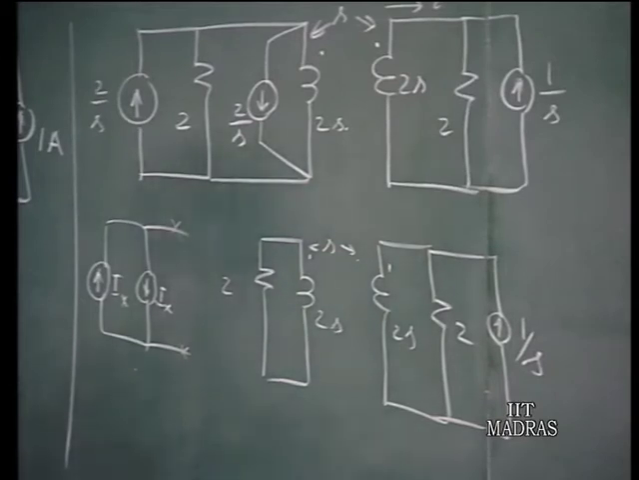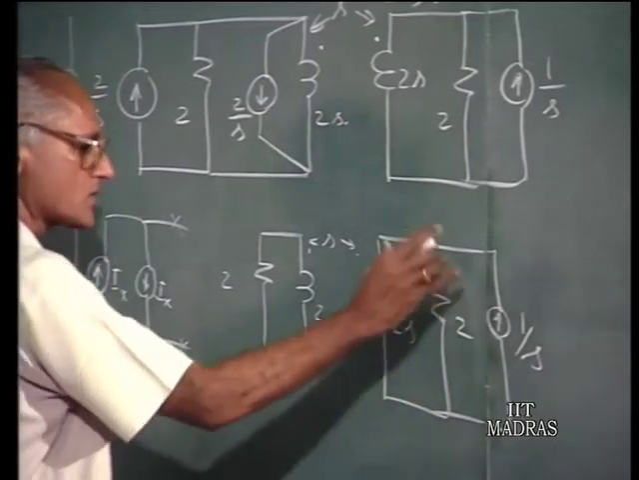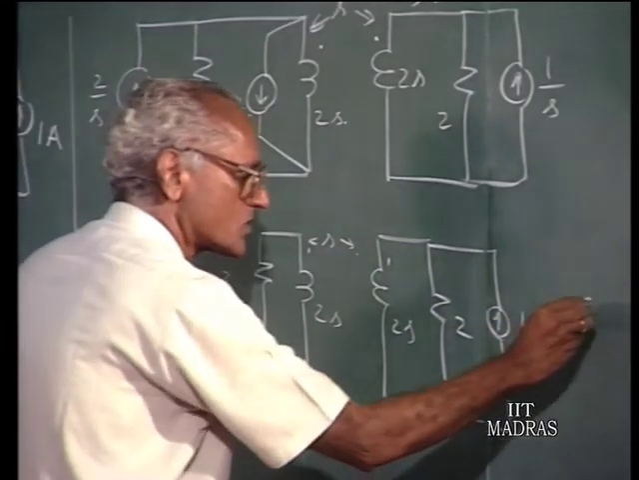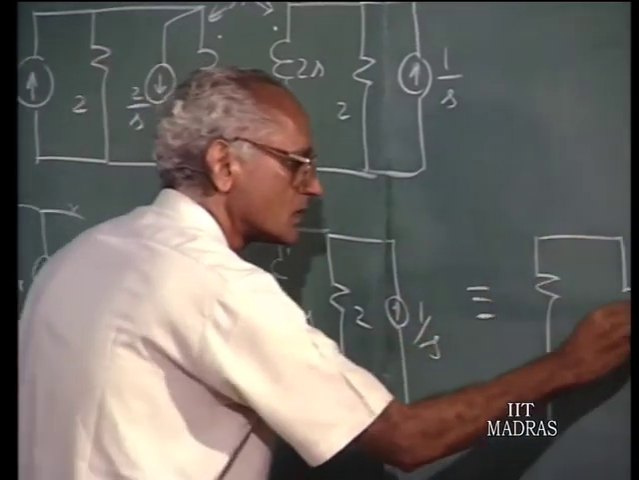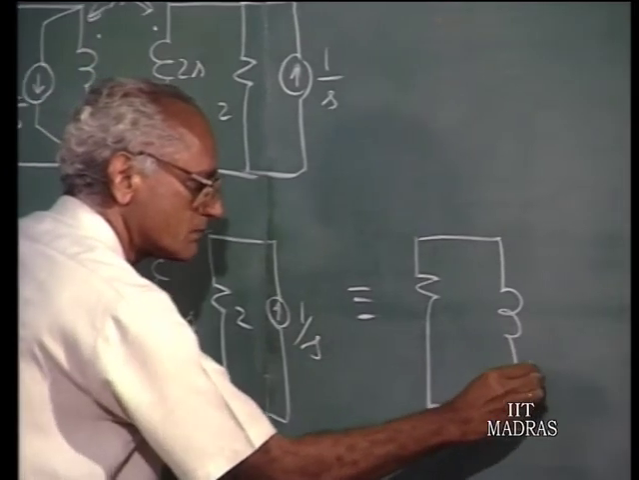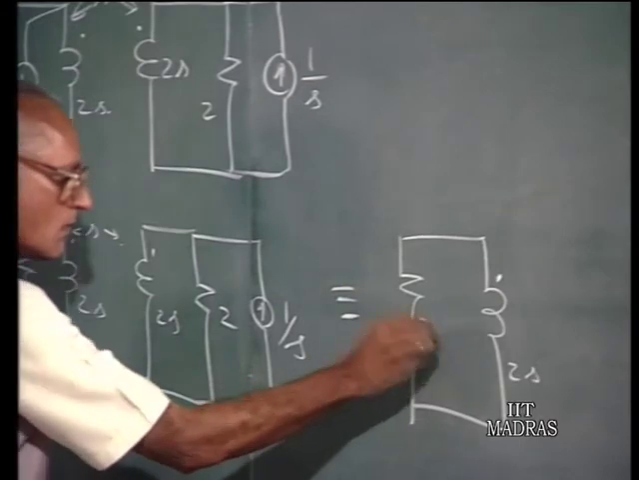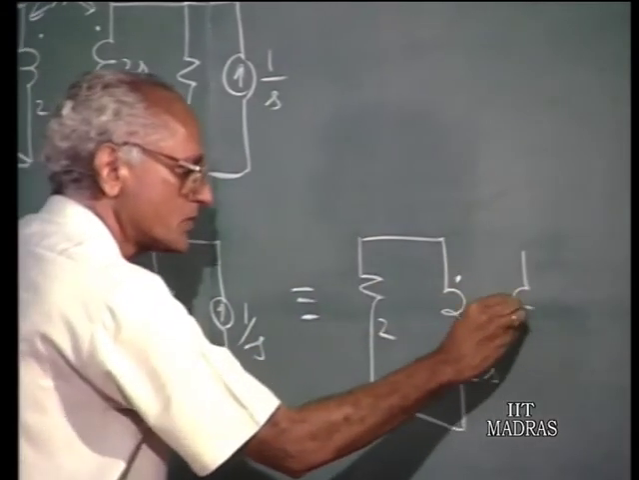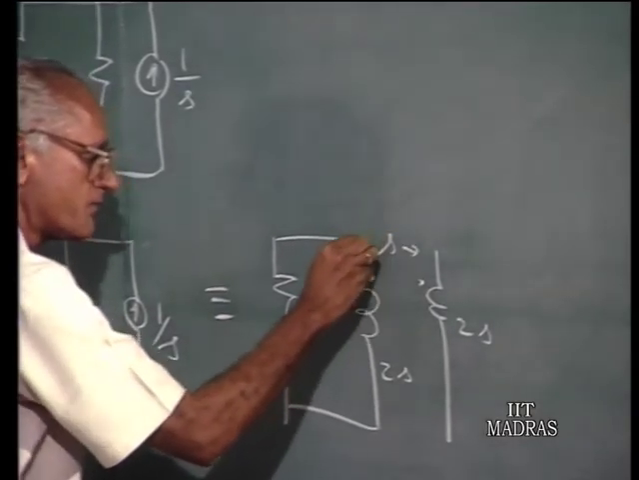So, suppose I like to use the loop current method of analysis, we can convert the current source in parallel with a resistance into a voltage source in series with a resistance. So, this is equivalent to 2 ohms, 2S, this is 2 again, generalized impedance 2 ohms, 2S, coupling term of S.